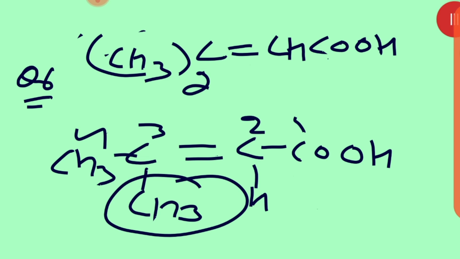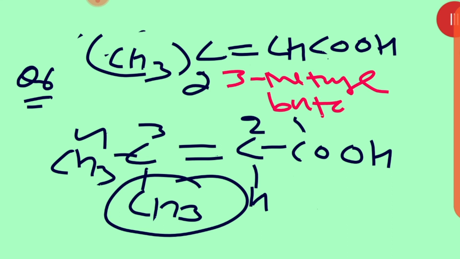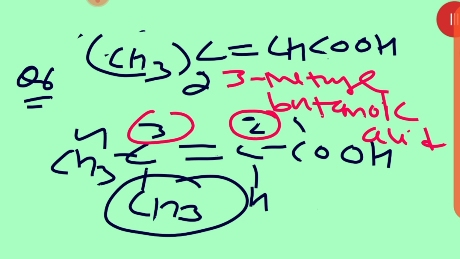It becomes 3-methyl. What will become? 3-methyl butanoic acid. What will be its name? 3-methyl butanoic acid. Am I right? 3-methyl. Okay beta, butanoic acid. No, butanoic will not come here. What will come? What is there between 2 and 3? There is a double bond between 2 and 3. So but here, and then but-2-enoic acid. Okay, but-2-enoic acid.